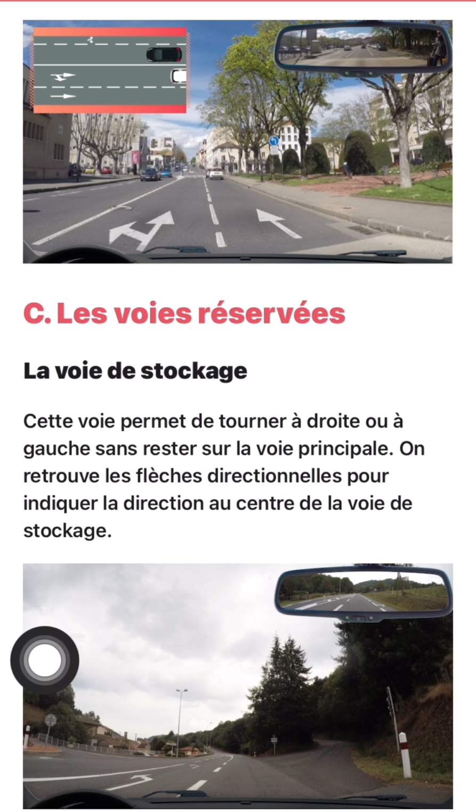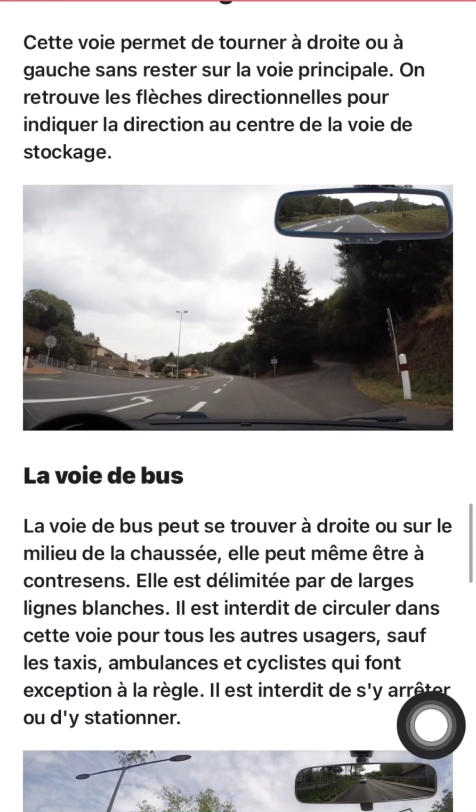So if I can read it, it says cette voie permet de tourner à droite ou à gauche sans rester sur la voie principale. That is, it allows you to turn to the right or to the left without blocking the road, the principal road. That is why they put this in, so that you don't need to stay on the main road. If you want to turn, you need to come here. Anybody on this line wants to enter this street without blocking the principal road.